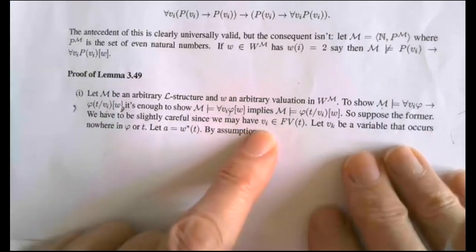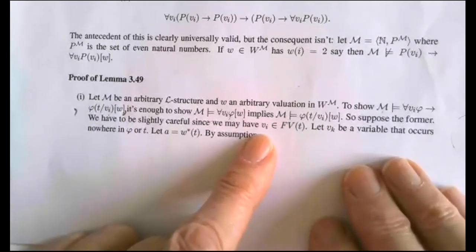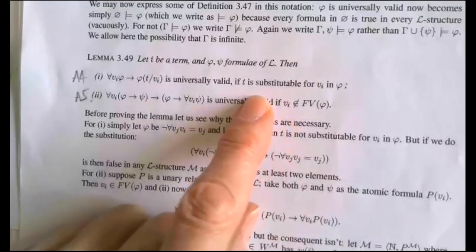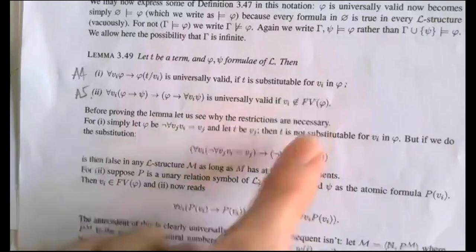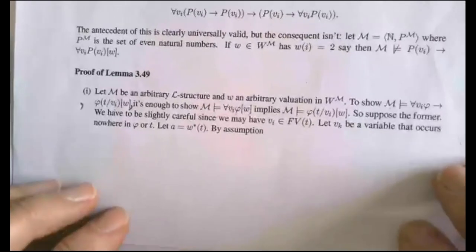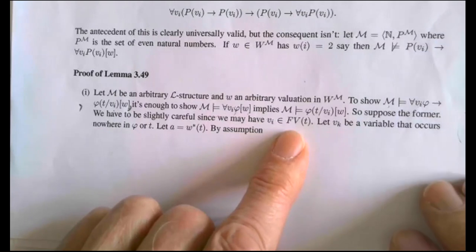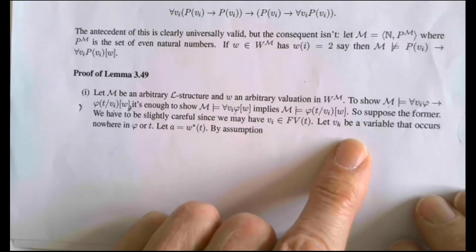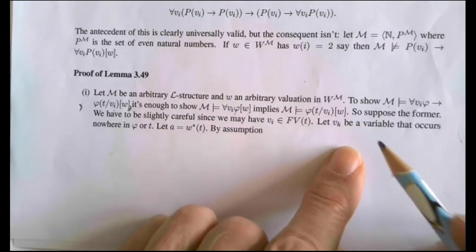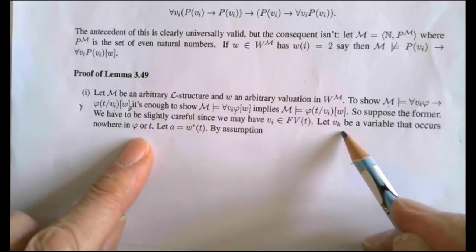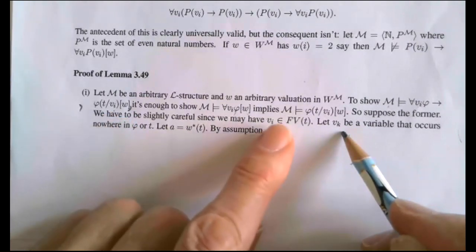we may have a little wrinkle in here, right? We're told that T is substitutable for Vi in phi, right? But maybe Vi is one of the free variables of T. Right? So what we do is we switch it. So let's find a variable that doesn't occur in phi or T anywhere. It's a completely new, fresh variable. And we'll just tweak the assignment, right?